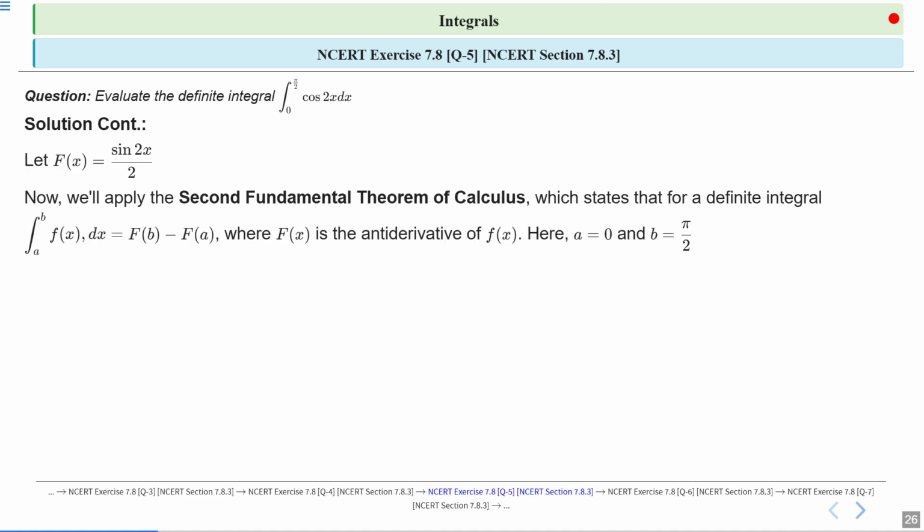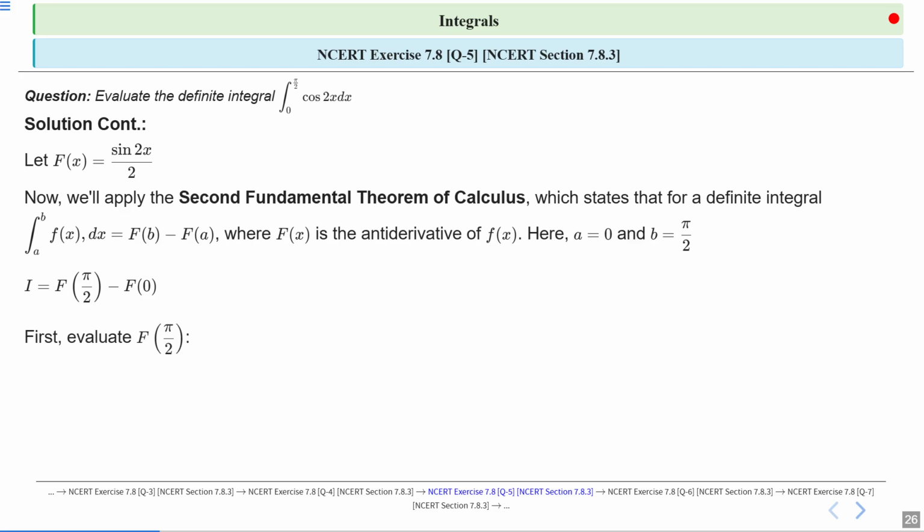So now we apply the second fundamental theorem of calculus, which states that for a definite integral from a to b of f(x) dx is equal to the value of the antiderivative at the upper limit minus the value of the antiderivative at the lower limit. Here the value of a is 0 and b is equal to π/2. So the definite integral is equal to f(π/2) minus f(0).